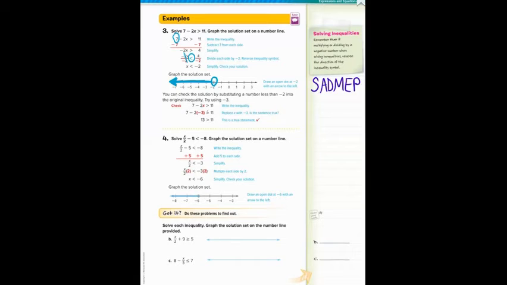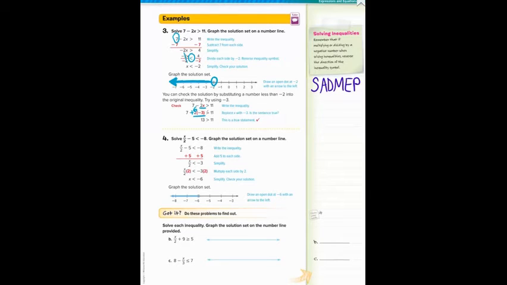You can check the solution by substituting a number less than -2 into the original inequality. Let's try using -3. So where the x was in the original inequality, we are going to substitute it and put -3 in there. -2 times -3 equals 6. And 7 plus 6 equals 13. That is true. So 13 is greater than 11. That is a true statement. So we know that we did our problem correctly.